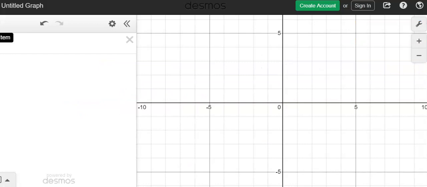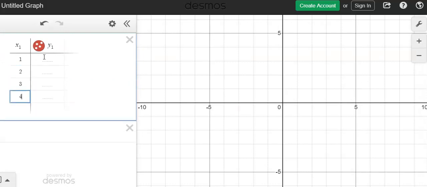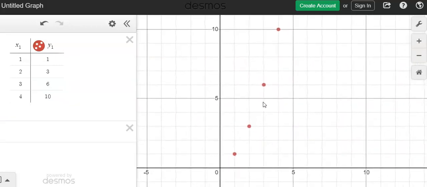In Desmos, I'm going to press the plus button to add an item and select table. If t was 1, 2, 3, or 4. When t was 1, there was 1 dot. When t was 2, there was 3 dots. And then it went to 6, and then 10. Can't see all my dots, so I'm just going to click and drag. And I can see that familiar quadratic pattern where I'm going up 2, then going up 3, then going up 4, and I have this piece of the parabola.